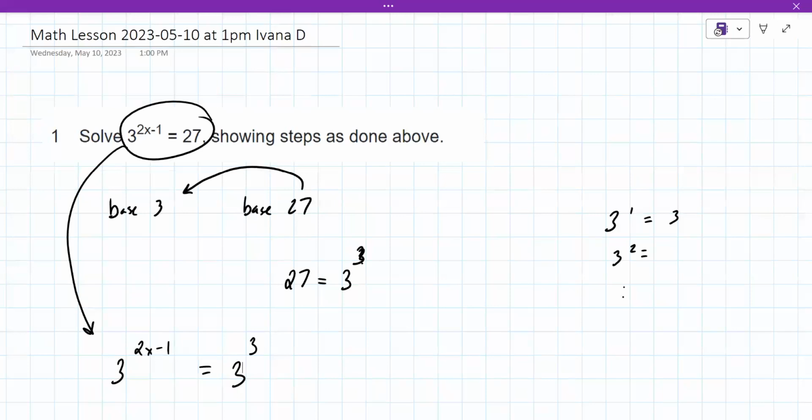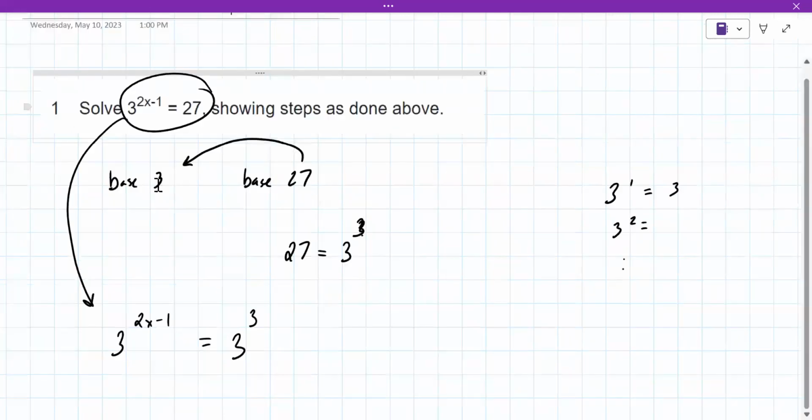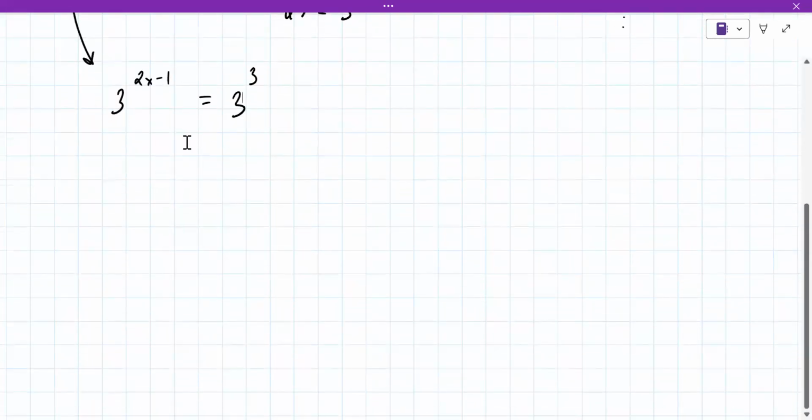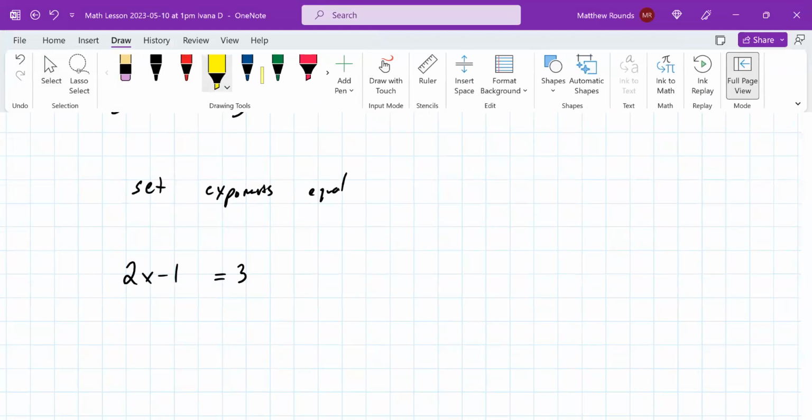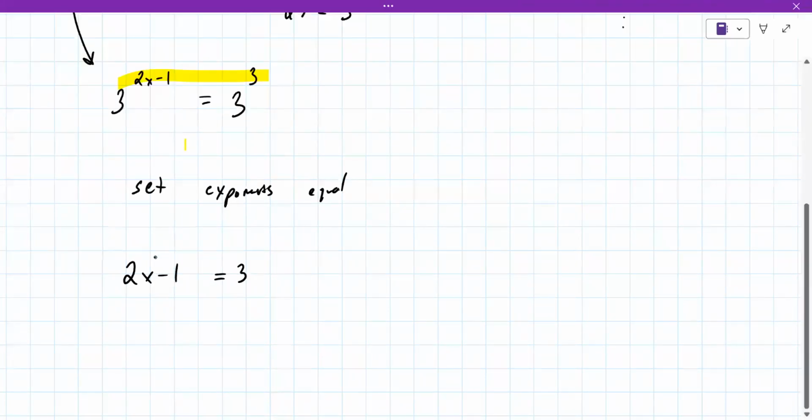All right, now I'm looking at your examples just to see if there's a little shortcut here. It looks like we can. So I'll say this verbally. Since the bases are the same, you can set the exponents equal. You can set 2x minus 1 equal to 3. And again, just to be clear, we're setting the exponents equal for that purpose. So right there, boom, we got it. And we have to now solve this equation.